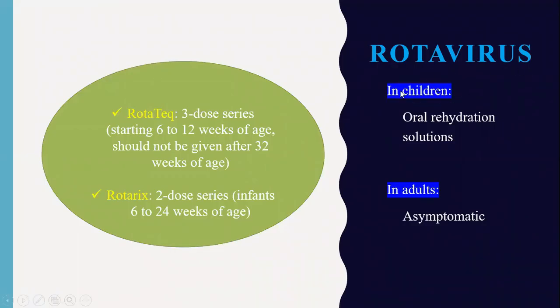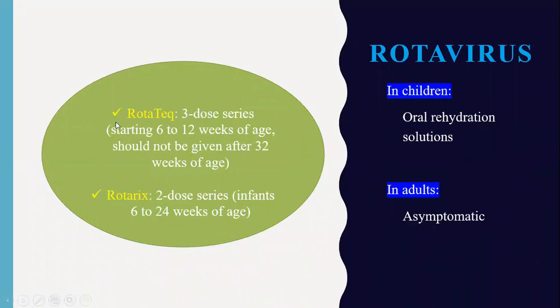Rotavirus, for children, it is recommended to replace body fluids by drinking liquids called oral rehydration solutions. Those contain water, sugars, and salt. In adults, the infection is usually asymptomatic, but it may cause diarrheal illness. There are two medications for rotavirus.